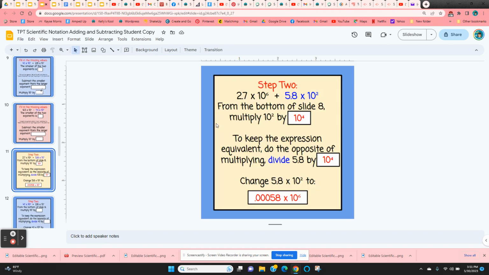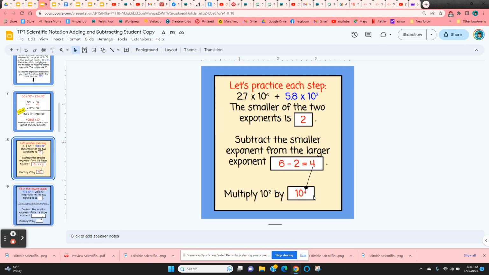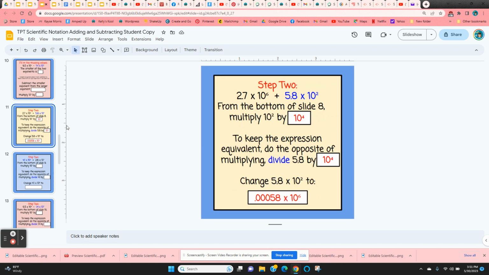We get to step 2. Again, these yellow slides are the ones that are the examples. So once you know what you're going to multiply by, and in blue here would be the number that they're going to change. They don't need to change this one because we want to take the smaller exponent and change it to the larger. So we want them both to be 10 to the sixth power so that we can add them together. Here we're going to multiply 10 to the second power times 10 to the fourth. And from the previous slide, they determined they were going to multiply by 10 to the fourth. So they're just going to fill that in.